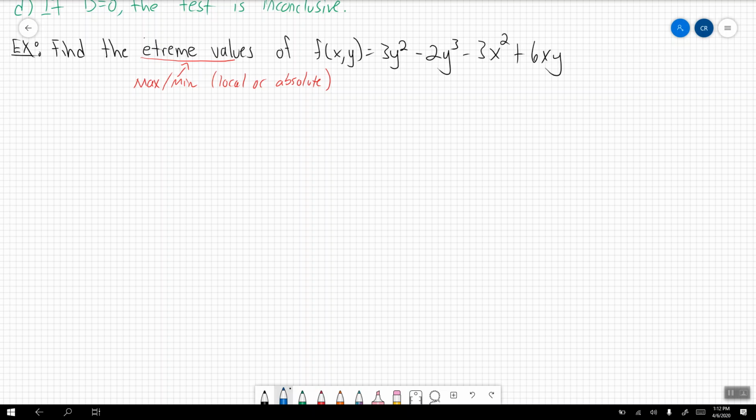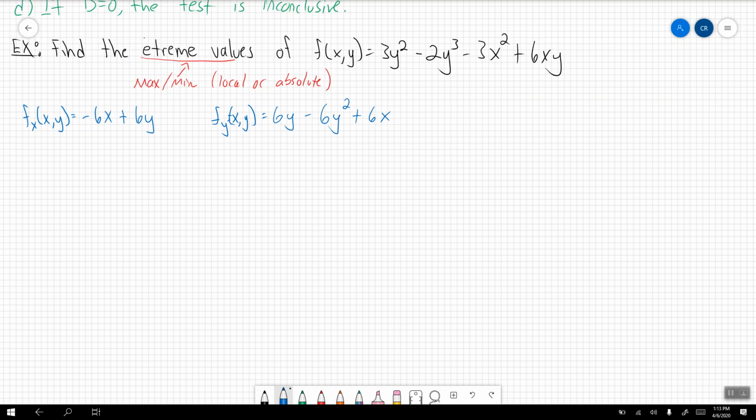All right, to start off here, we're going to find partial derivatives. The partial derivative with respect to x is going to be negative 6x plus 6y. Awesome. Now I need to find the partial derivative of my function with respect to y. That's going to be 6y minus 6y squared plus 6x.